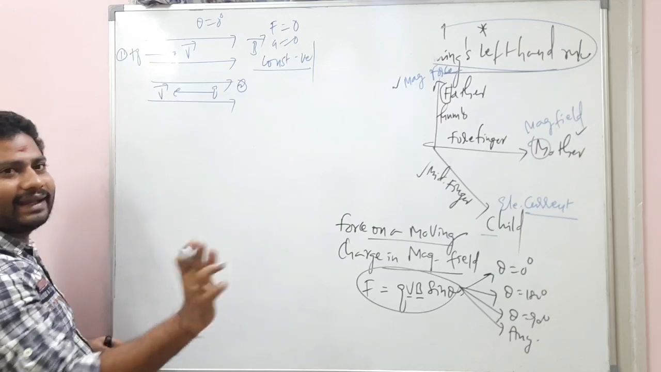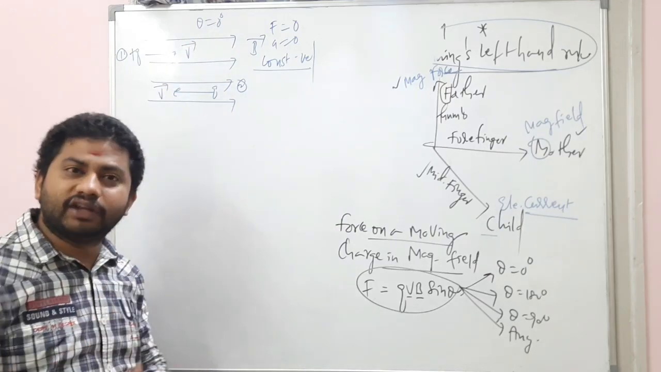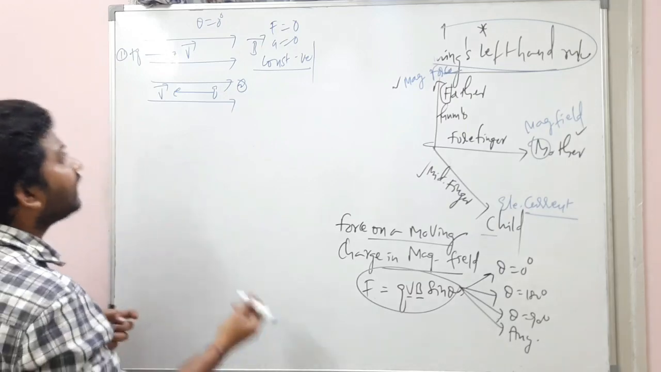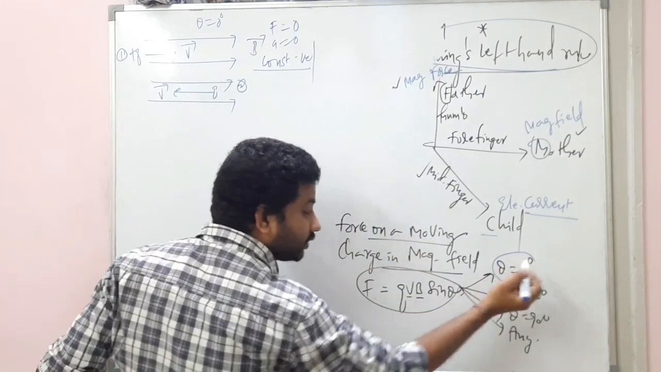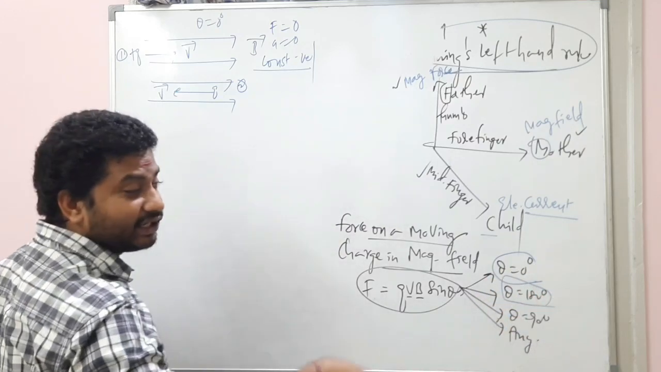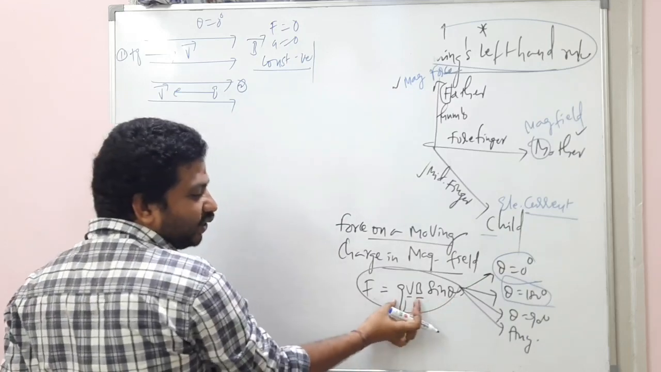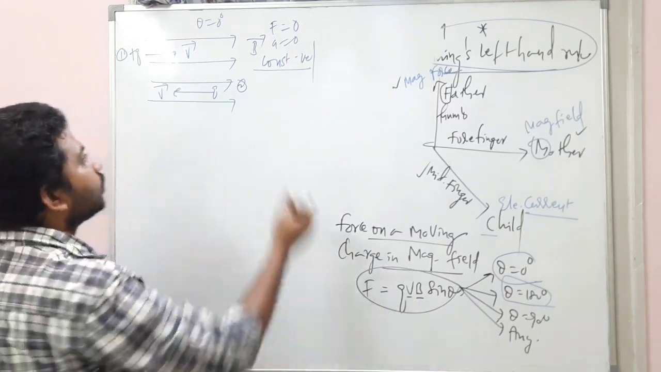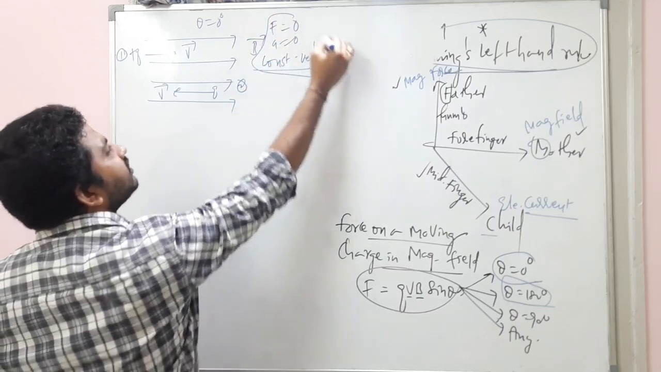So what is the angle between V bar and B bar here? Students, what's the angle between V bar and B bar here? So the angle between V bar and B bar is again 0. The angle between V bar and B bar is 180 degrees, but still sin 180 is also 0. 0 into QVB is again 0. So even in the second case, the force will be 0.